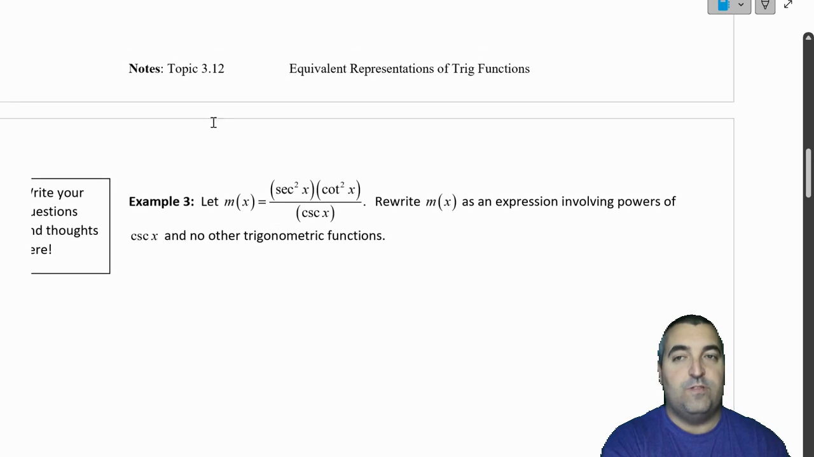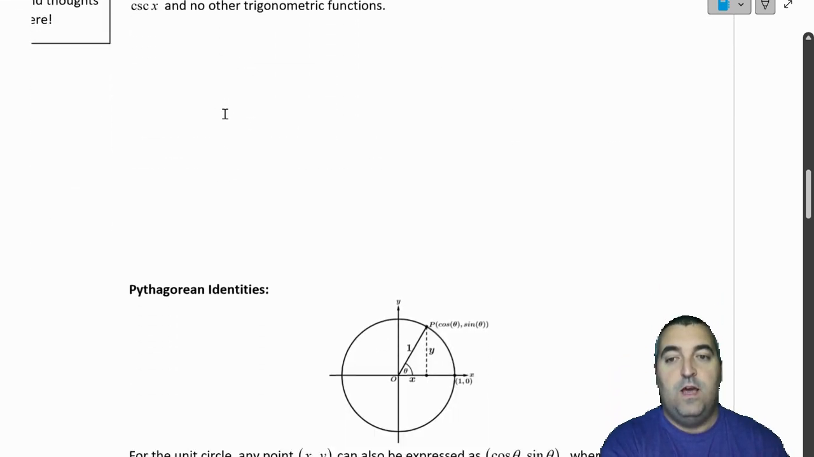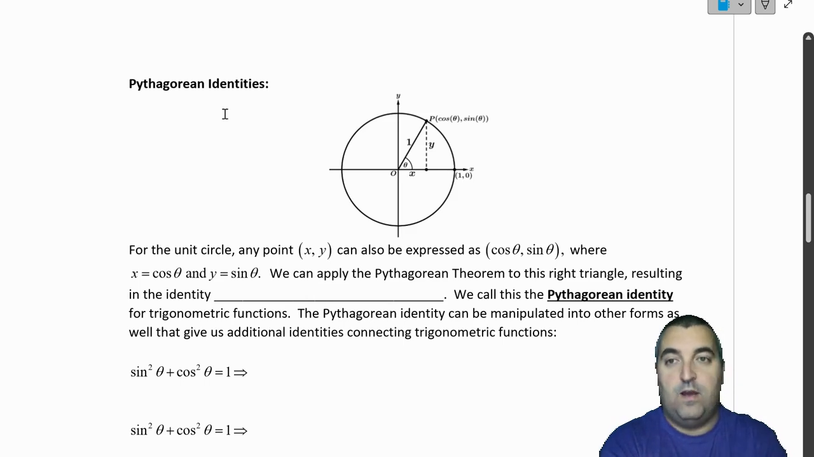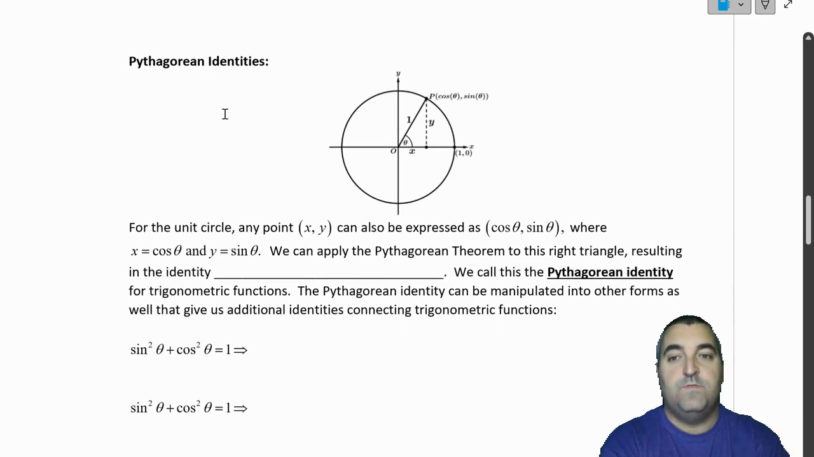We are continuing with 3.12 equivalent representations of trig functions. Today, we talked about the basic identities in the last video. In this video, we're going to talk about the Pythagorean identities.